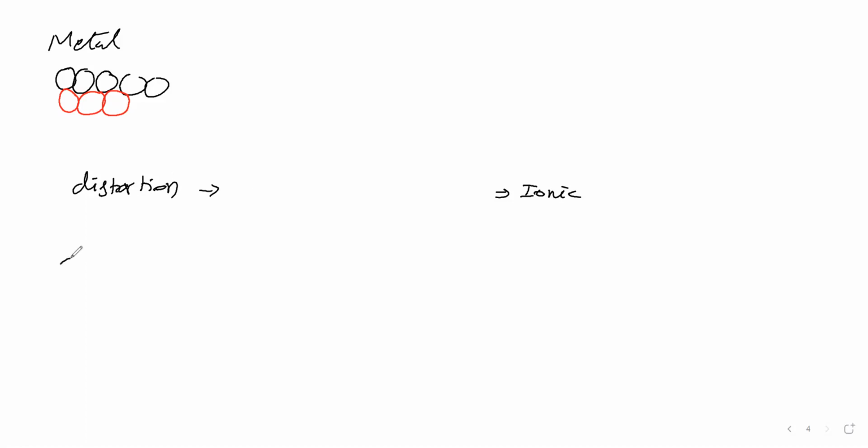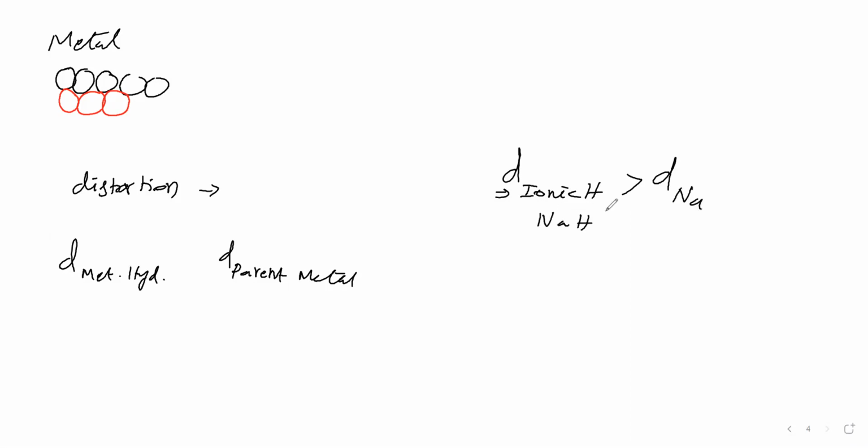Therefore, how will the density of metallic hydride be when compared to its parent metal? In ionic hydrides, we said the density of ionic hydride is greater than the density of its parent metal, because there is no distortion. But here distortion takes place, therefore the density of metallic hydride is less than its parent metal because of distortion. So distortion is the dominant factor here.